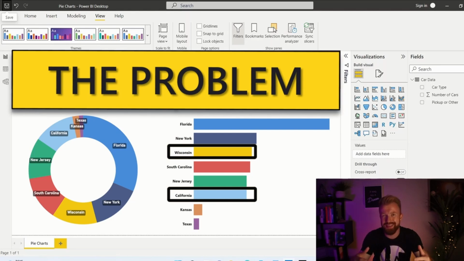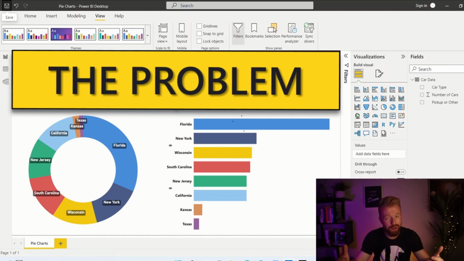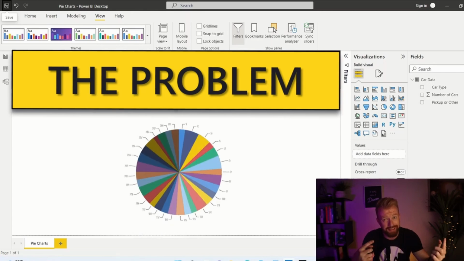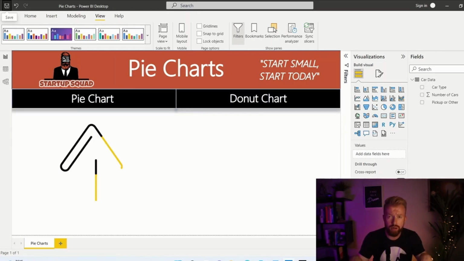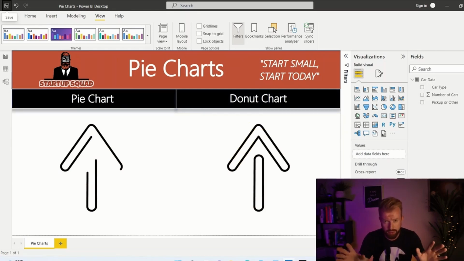And you know, the angle isn't the only problem when we look at a pie chart. We've all seen a pie chart that looks something like this. And although it's flashy, it's impossible to read. So today we're gonna make two types of charts. We're gonna make a pie chart and a donut chart. The same thing, just look a little different.